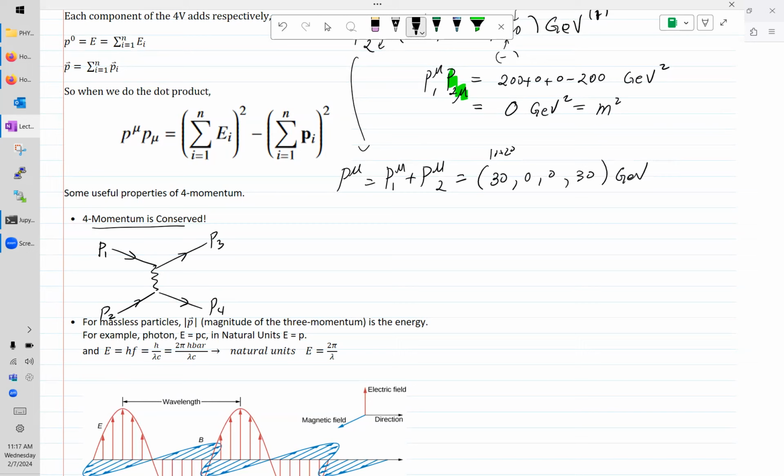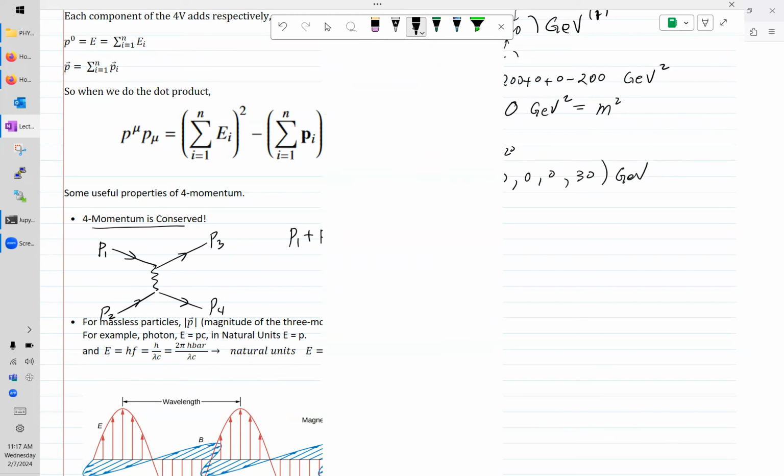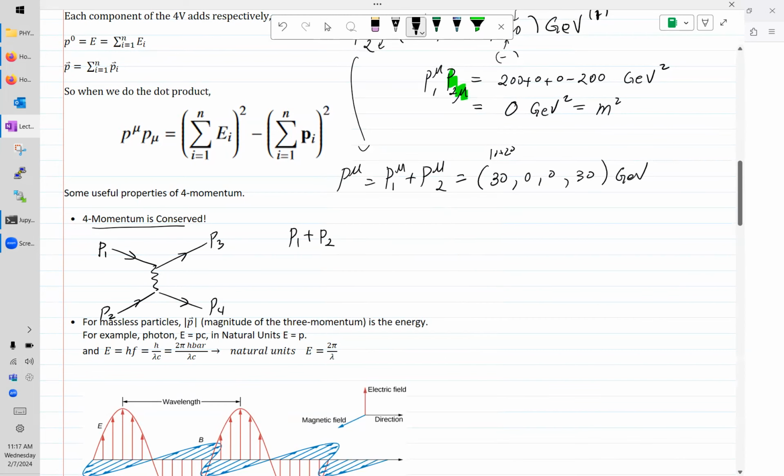So what I can say is that P1 plus P2, right? And these are 4 vectors. I'm not writing the index, okay? It's going to add up to what? Plus P4. Yeah, right? All of this harkens back to all of your general physics, introductory physics stuff, right? Right now it's just a little bit more complicated because the 0 component is actually energy, right?